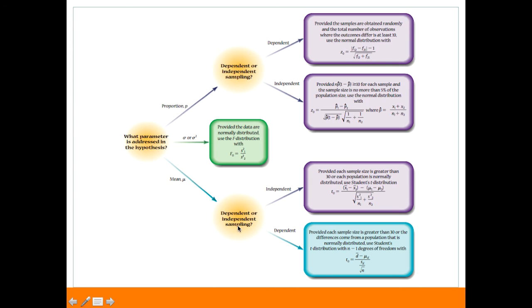Now with our mean, when we had independent sampling, we used this right here. We used our t-statistic. And when we had dependent sampling, we basically calculated the t-statistic for our difference data. So we used the differences between our paired observations, and then we calculated the test statistic that way.